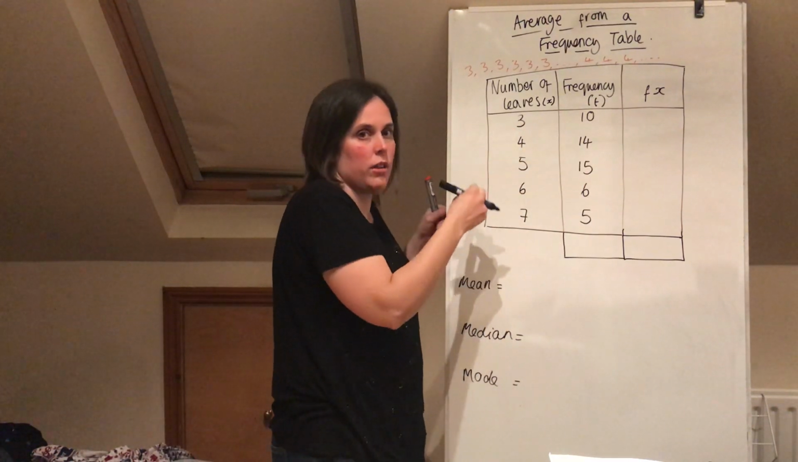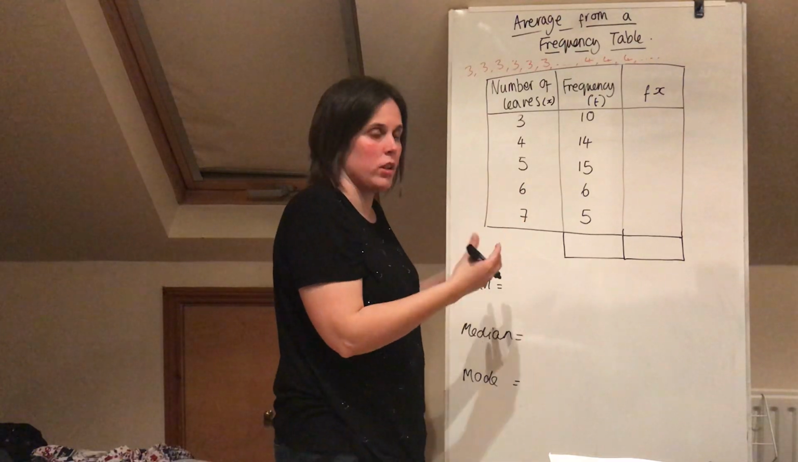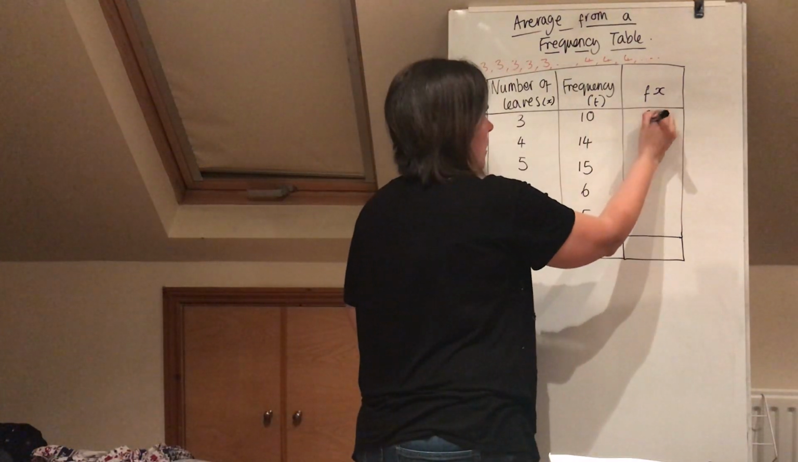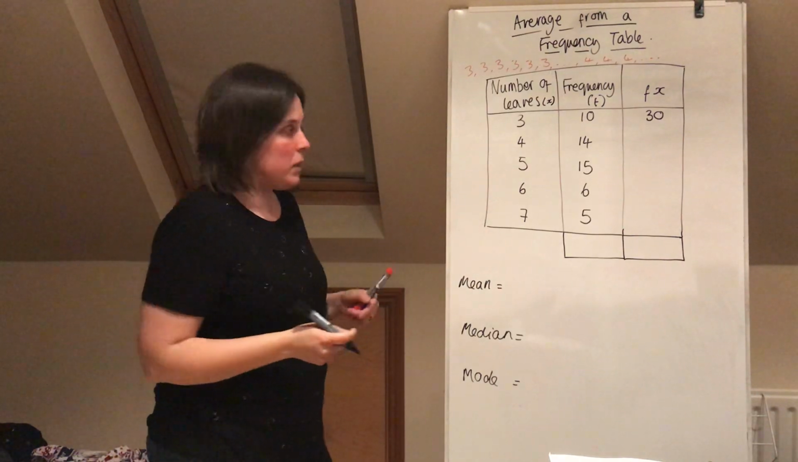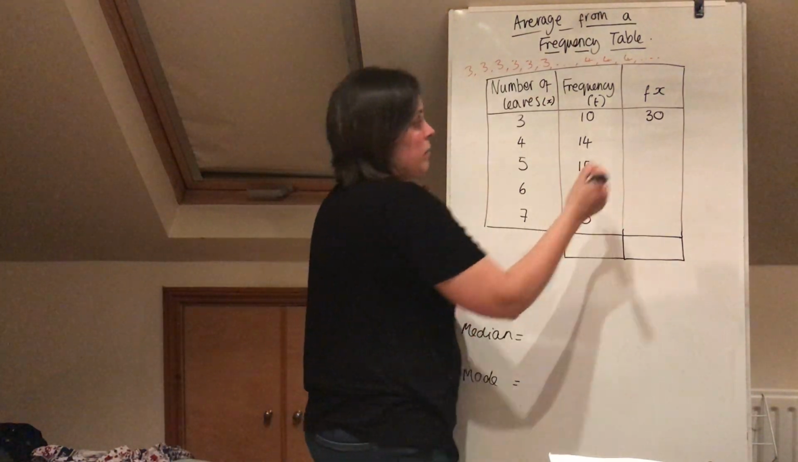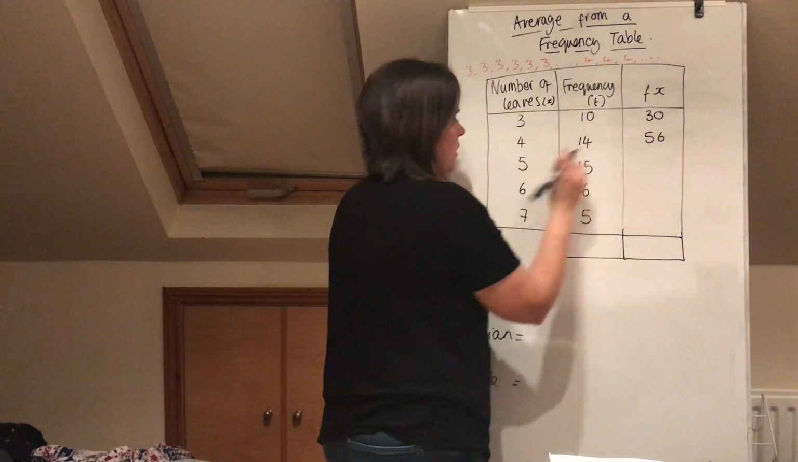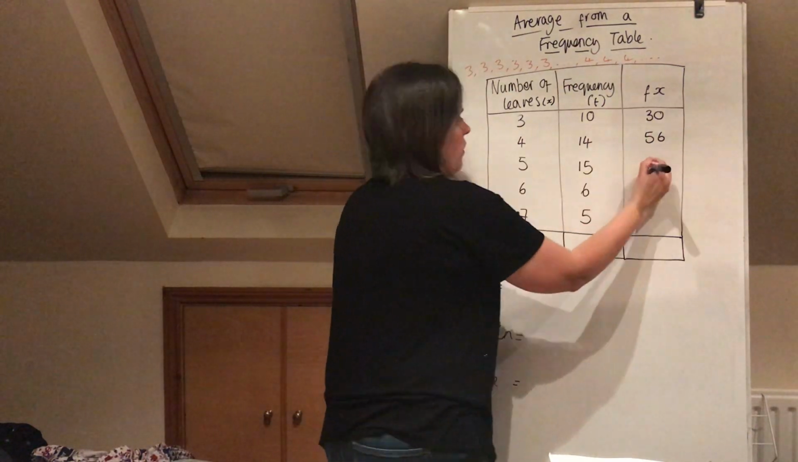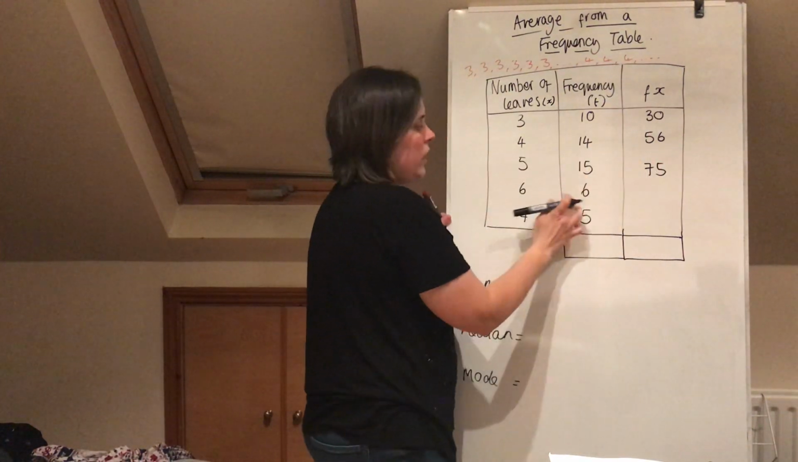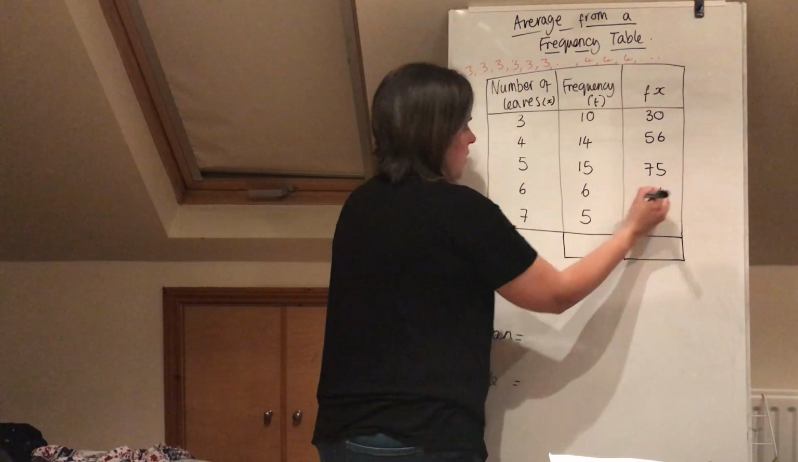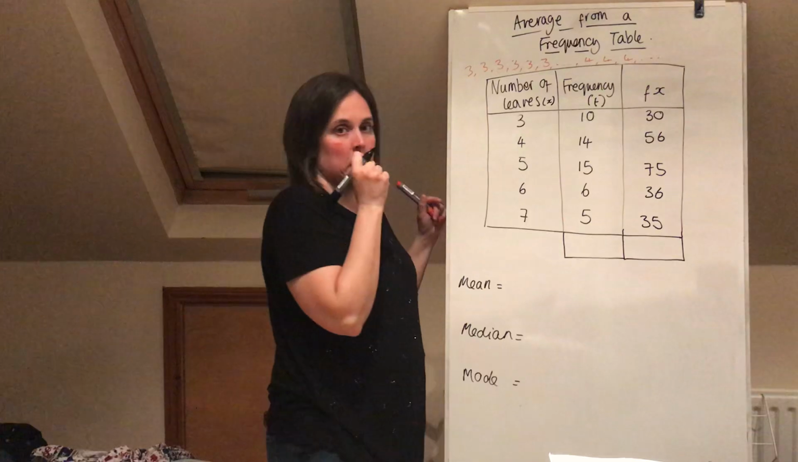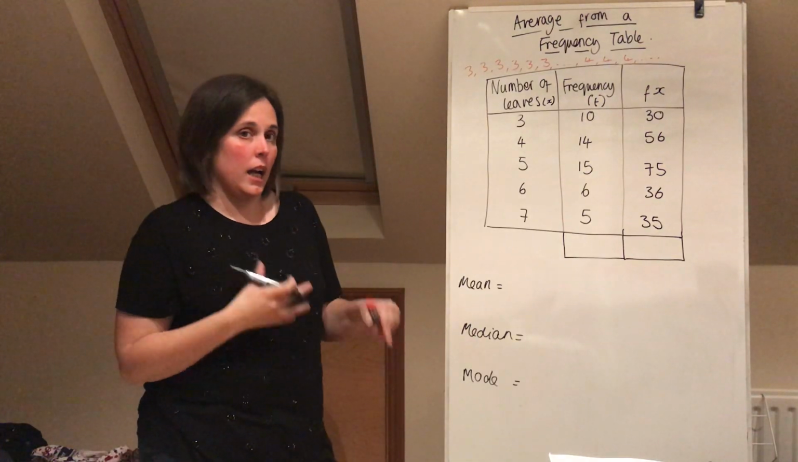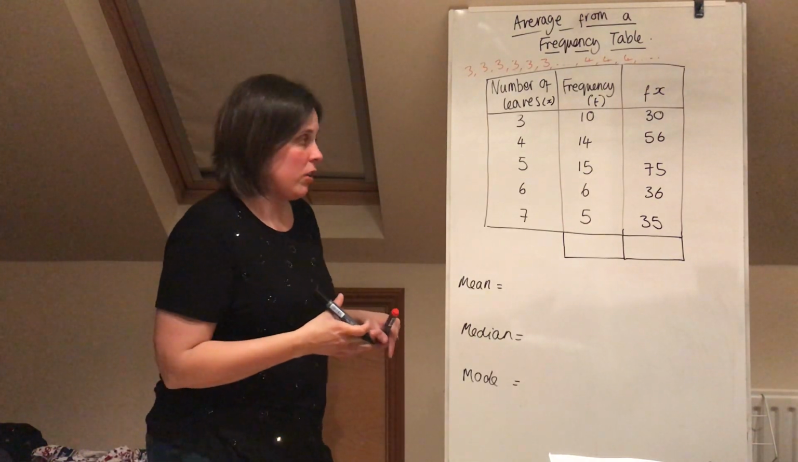Then all you do is work out what that is. If I had 3 appearing 10 times, it's the same as 3 times 10, which is 30. Then we do the same for the other numbers. So 4 times 14 is 56. 5 times 15 is 75. 6 times 6 is 36. And 7 times 5 is 35. Well, we're going to add them all up and divide by how many there are.